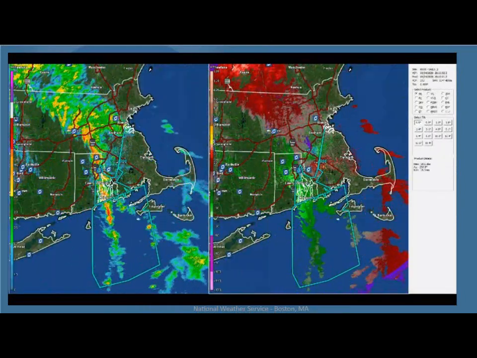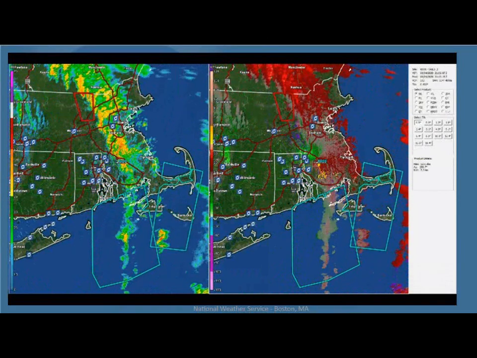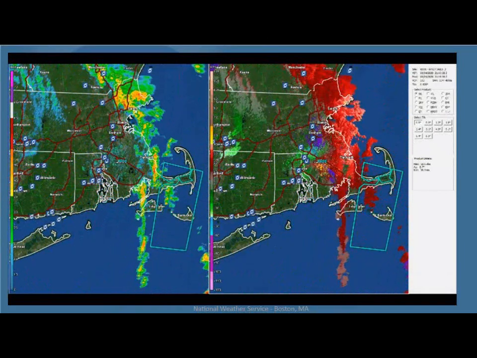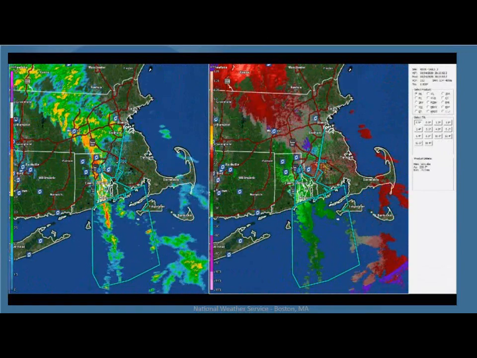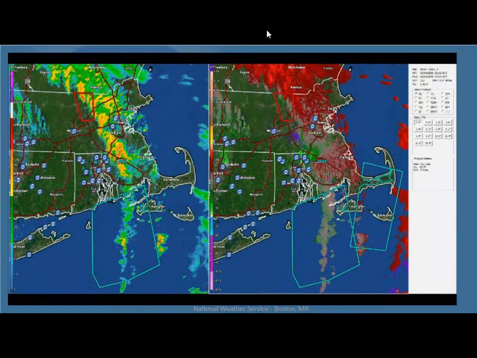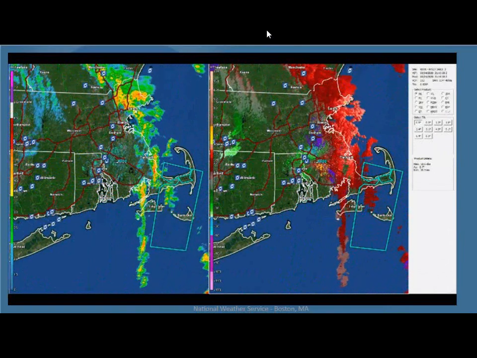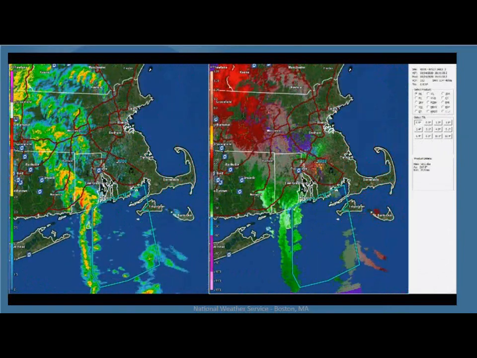And then this is just a loop once that line of showers was getting further east into eastern Mass, and then also up into Cape Cod and into the islands. But again, you can see those special marine warnings, and there's that one tornado warning up by the Fitchburg area.